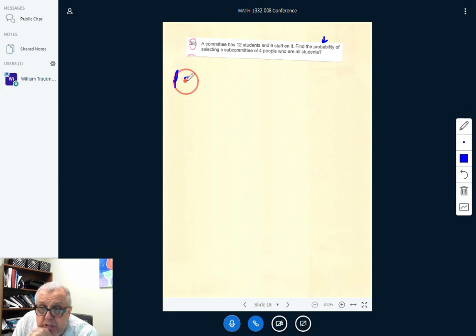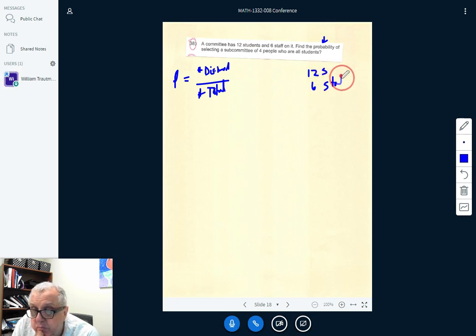Remember, finding probability is the number of desired outcomes over the number of total outcomes. So I'm going to do total first. We have 12 students and 6 staff. In other words, we have 18 people, and we're going to pick 4. The order doesn't matter because it's a committee. There's no specific jobs, and we're picking 4. That's our bottom, that's our total. We're picking 4 from 18.